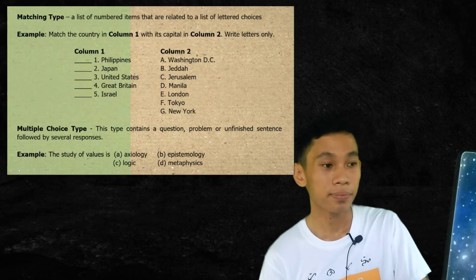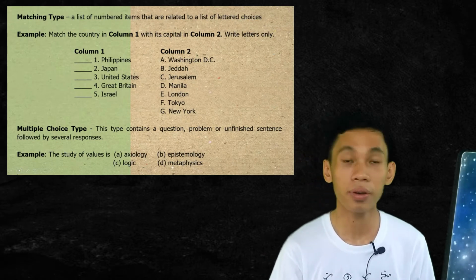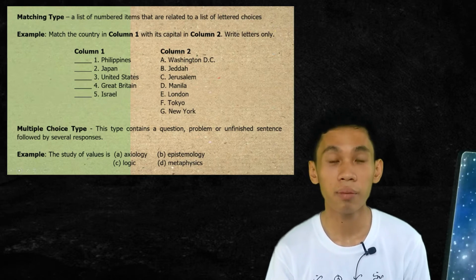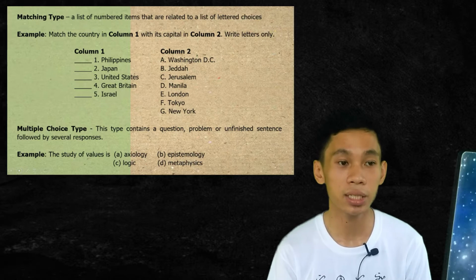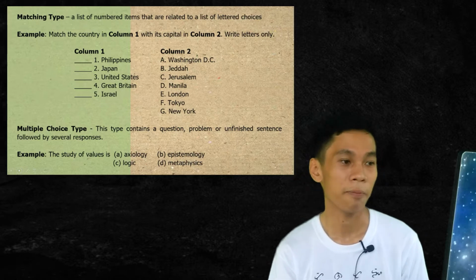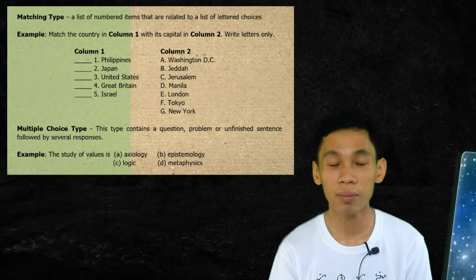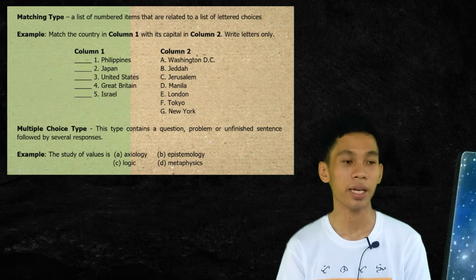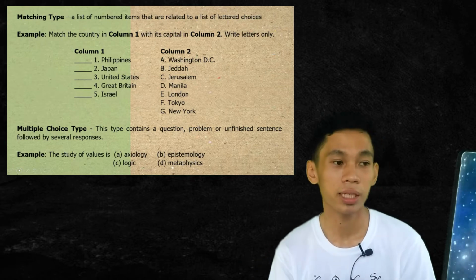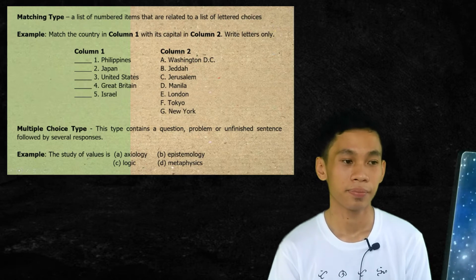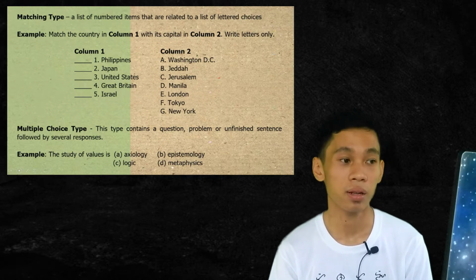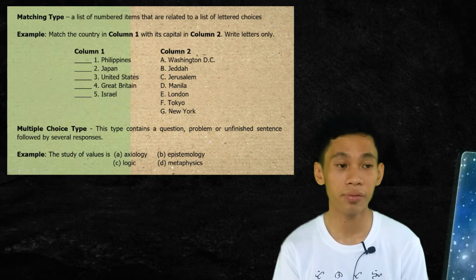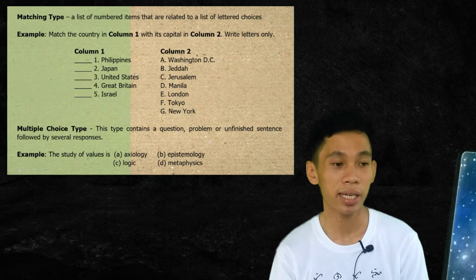Next, we have matching type. Oh, I know you are all familiar with matching type. Okay, when we say matching type, it's a list of numbered items that are related to a list of letter choices. Okay. So example, match the country in column 1 with its capital in column 2. Write letters only. Okay, so mag-flash ako ng example dito sa may gilid. So this is an example of matching type. For example, sa number 1, Philippines. What is the capital of the Philippines? It's Manila. Okay, so letter D.